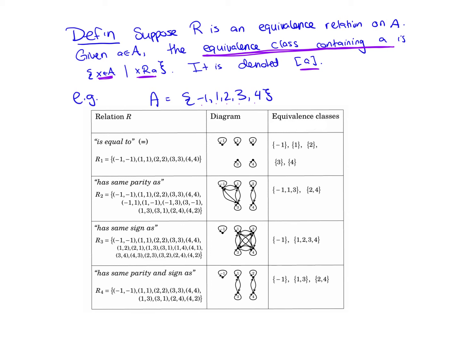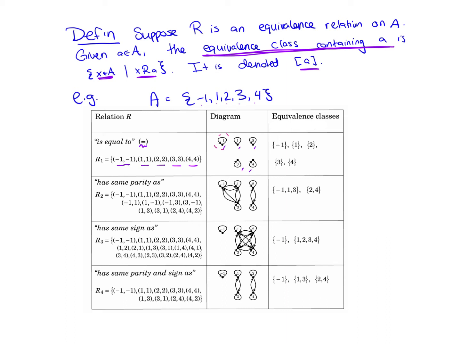And I can think about different equivalence relations. I've copied some from the book here just so we can have a good set of examples. The first equivalence relation, which we saw, is "is equal to." So if I'm thinking about that equivalence relation, I'm just going to set everything paired with itself because they're all just equal to themselves. So the diagram is just going to be all those individual loops there.